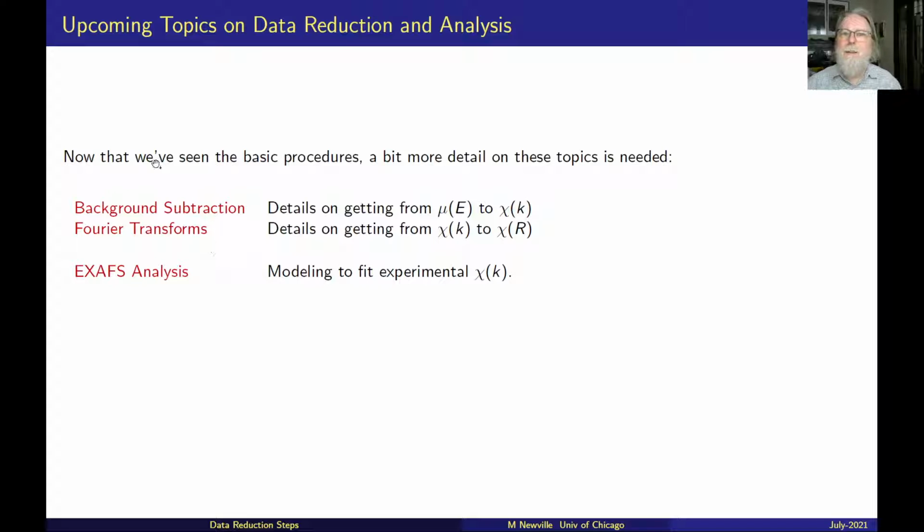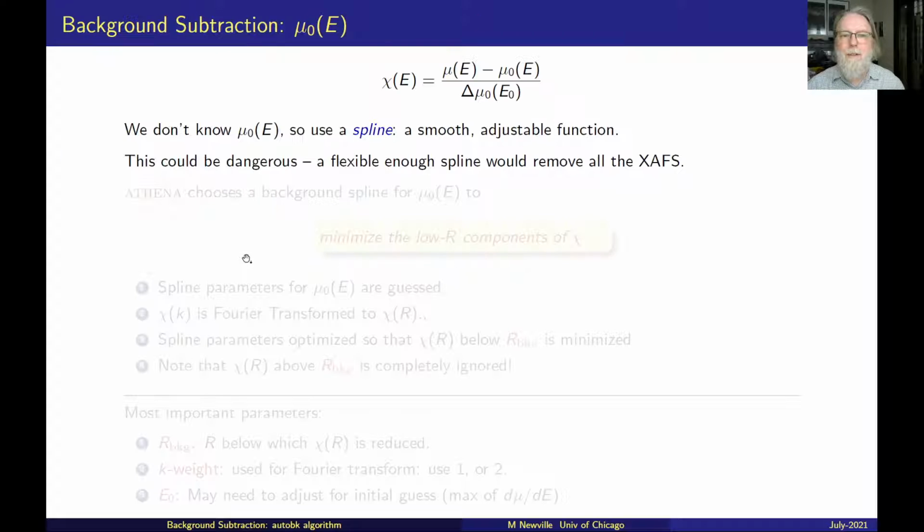So now that we've seen the basic procedures, let's go a little bit into more detail on background subtraction and Fourier transforms, and then we'll be able to do XAFS analysis. So for background subtraction, this is where we're going to choose the spline to use as mu0. We know that a spline is a smooth adjustable function, a piecewise continuous polynomial, and fitting this can be dangerous because it can be flexible enough to remove all the XAFS.